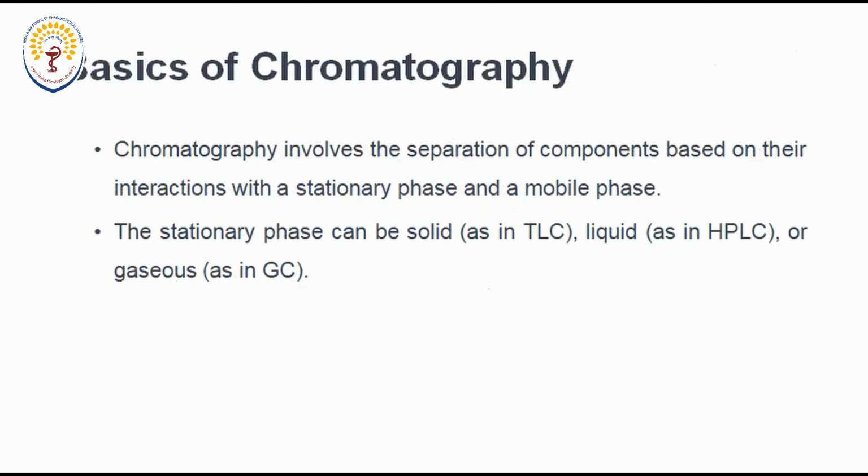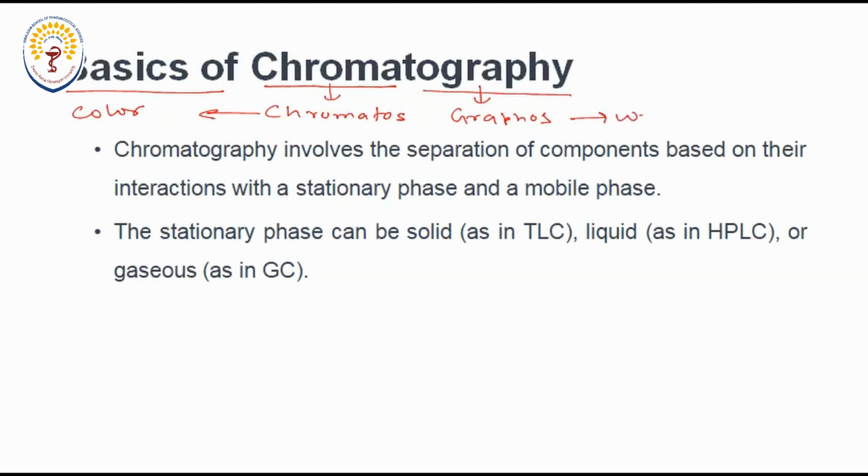Now coming to the basics of chromatography, we should understand the basics first. See, chromatography is actually made up of two words. Number one is chromatos and second is graphos. Chromatos means chroma, chroma means color, and graphos means writing. So chromatography is basically color writing.